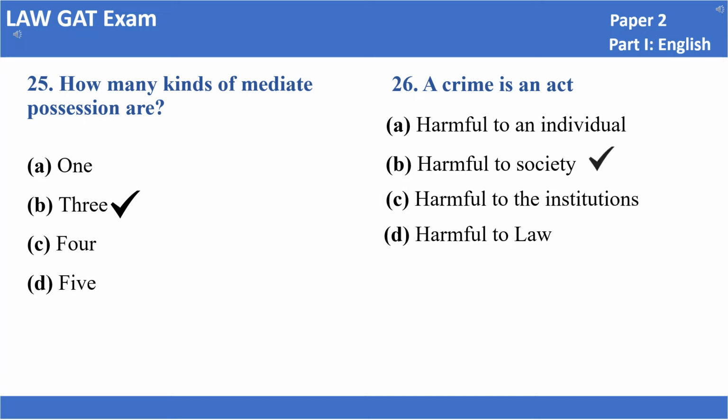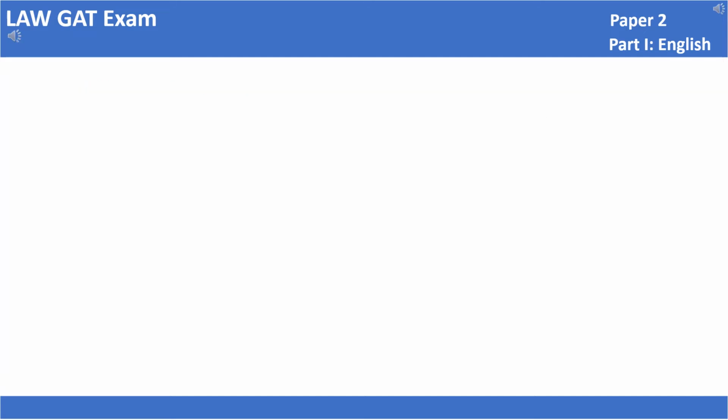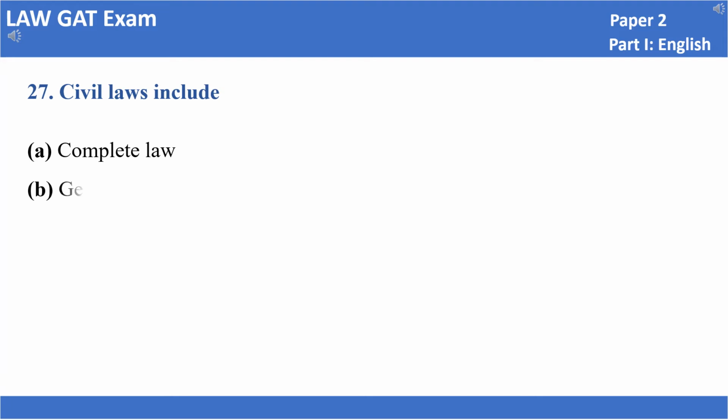The correct answer is option B, harmful to society. Civil laws include option A, complete law, option B, general law, option C, special law, or option D, both B and C. The correct answer is option D, both B and C, that is general law and special law.